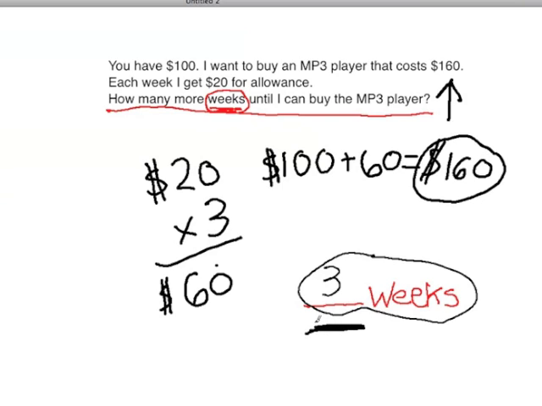That's right, guys. We read and understood it, we made a plan, we solved it, and then we looked back and checked to make sure our answer is reasonable. Those are your steps for solving a word problem.